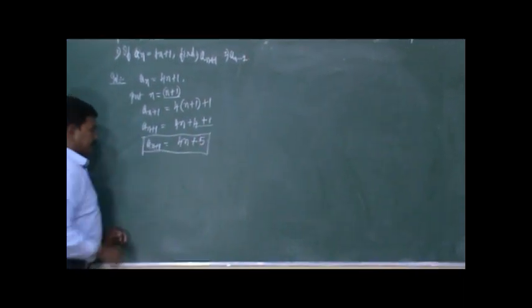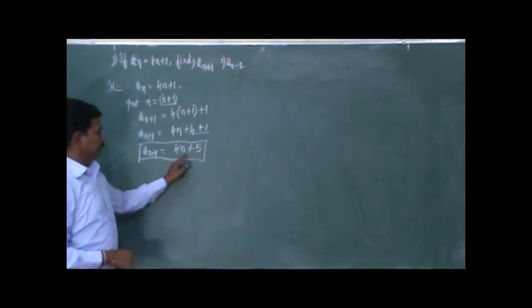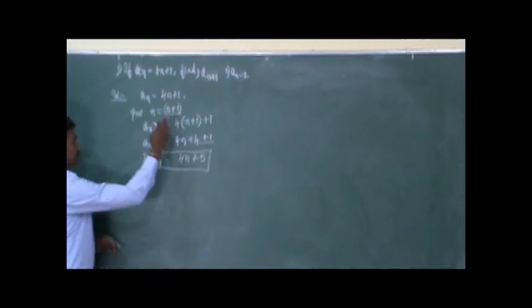So what is a_{n+1}? That is 4n plus 5. Let us go with the second problem.